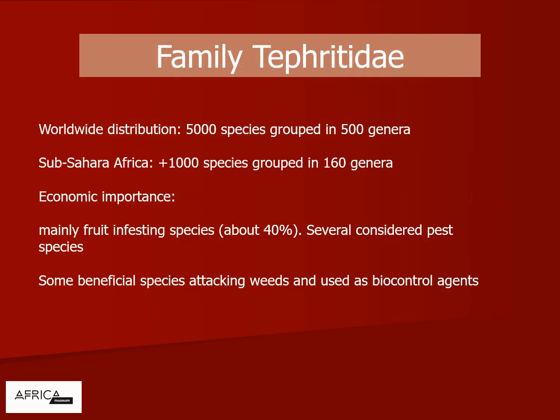Fruit flies are referred to as the family Tephritidae. It is one of the more speciose groups of flies, comprising about 5,000 different species grouped in 500 genera. Sub-Saharan Africa has more than 1,000 species and about 160 genera. Fruit flies are considered a group of main economic significance because a large proportion, about 40%, are known to infest fruits in their larval stage.